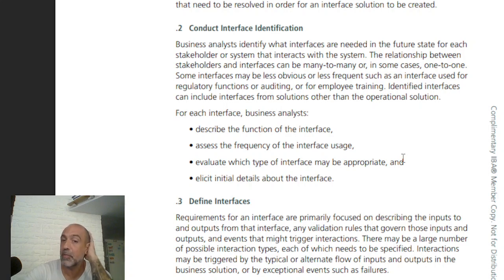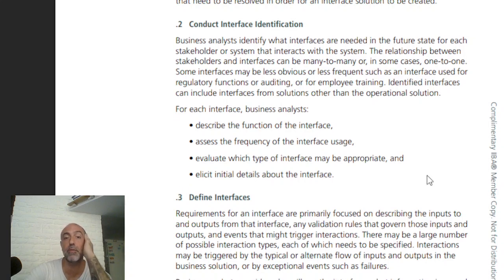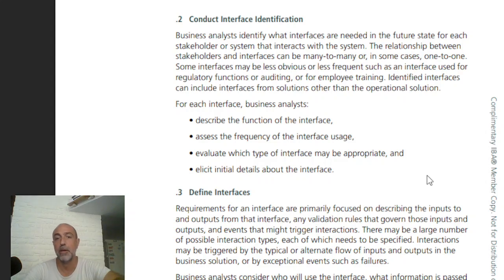Some interfaces may be less obvious or less frequent, such as an interface used for regulatory functions for auditing. That's probably once a month or once a year, right? Like, if I want to audit, I need one interface every once in a while. For employee training, for example, look at it this way. I'm building a platform where every small business has access to its own community, its own profile, but it also has back office access. So for the back office access, how many times are they going to edit their profile? Once a month maximum, if they want to update something.